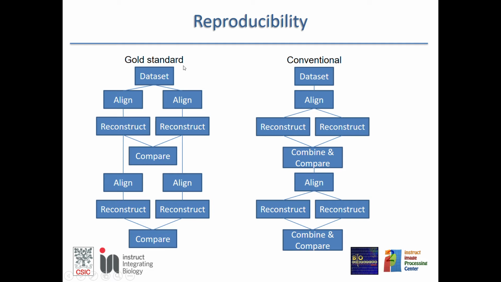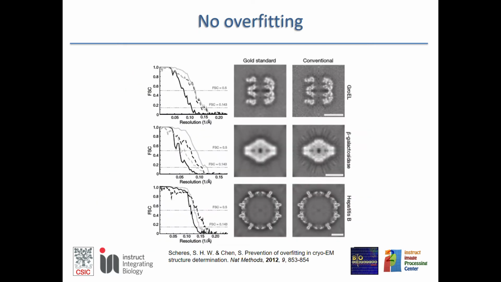I don't claim that the gold standard is absolutely needed, but it is a useful way of making sure that the structure that you get on one of the sides of the processing is the same as the one that you get on the other branch, and this is a good indicator that you have the same structure twice, ideally with two independent halves of the dataset.